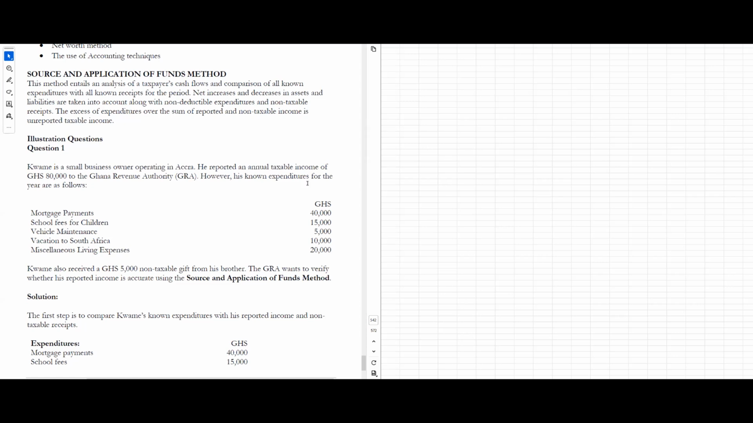80,000. But his known expenditure, when we add it all, how much do we get? Please add all his expenditure that he gave us. If you add all, that's how much? 90,000. Okay, but this doesn't make sense. You are telling us that the whole year you made income of 80,000, but you spent 90,000. Now, he received 5,000 from his brother as a non-taxable gift.